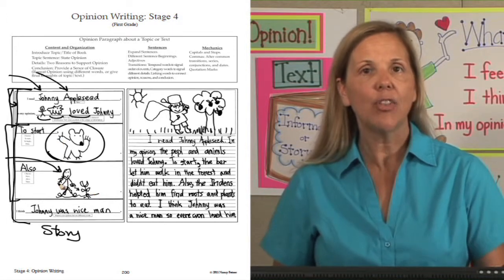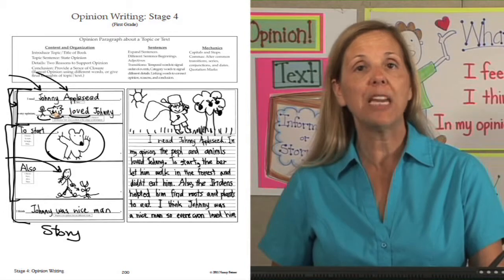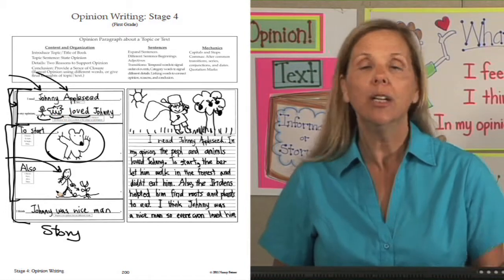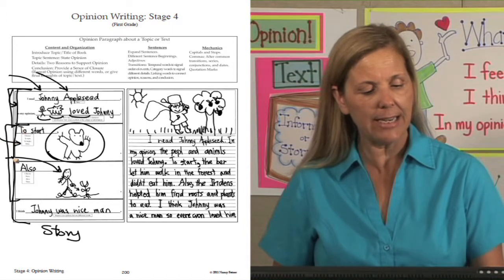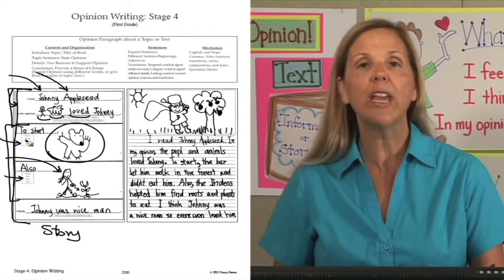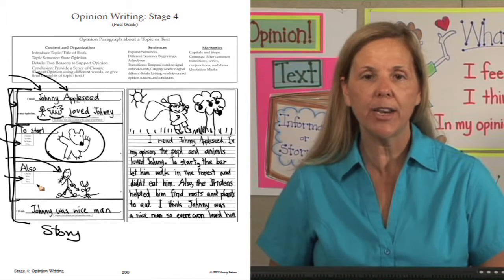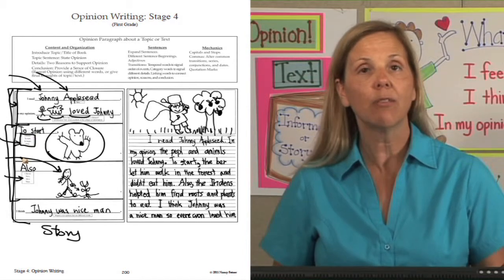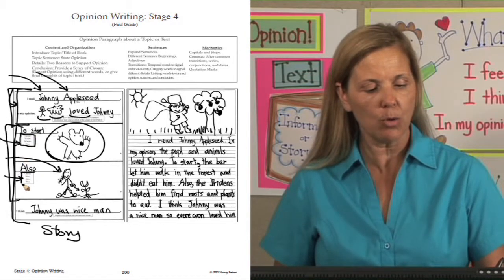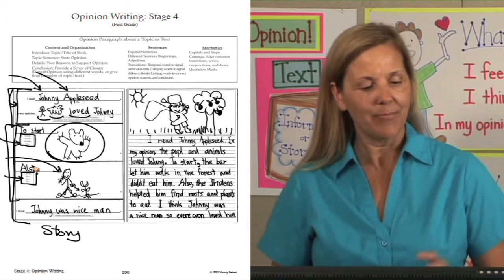Once we had those two boxes filled in with reasons why the people and the animals love Johnny, we go back and we reread our organizer, and notice at the beginning of each one of the reason boxes, we have starter words, transition words. We're going to choose one of those starter words that's in the first box for the reasons, and then one of the starter words that's in the second box.